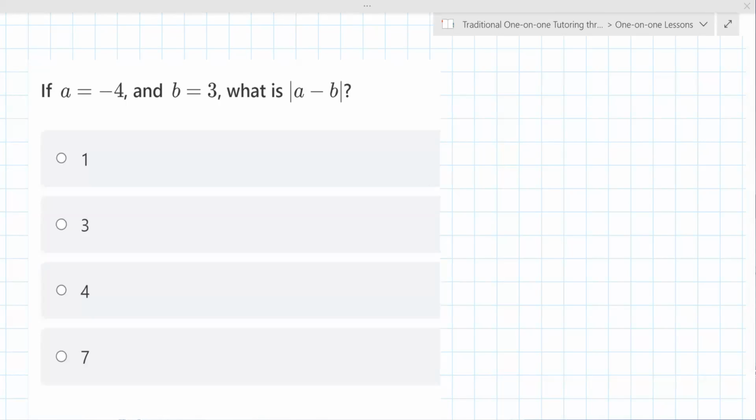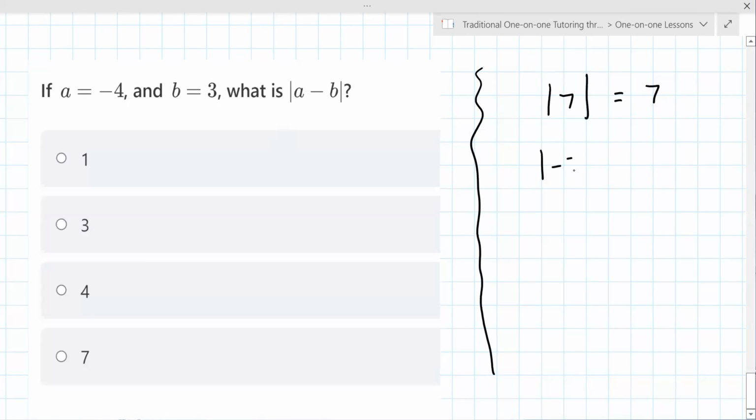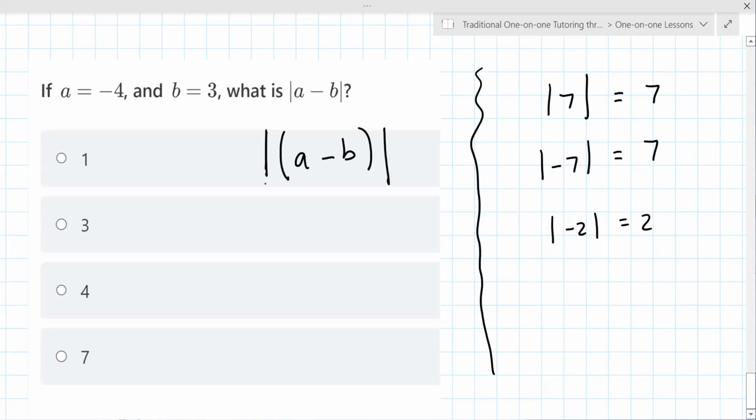Wouldn't it be 1, because isn't an absolute value always a positive number? You're correct that it's always positive. Remember, if it's the absolute value of 7, it's 7. If it's the absolute value of -7, it's 7. If it's the absolute value of -2, it's 2. But the problem is this is a little bit deceptive. There's actually parentheses implied inside the absolute value. So what you have to know is that you have to first do the operation in there, the subtraction, and then take the absolute value.